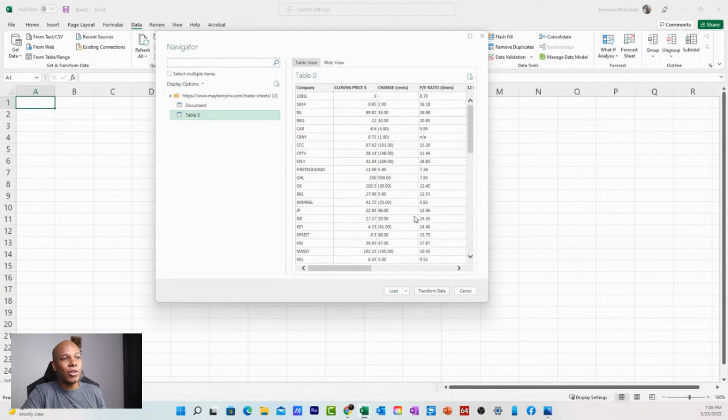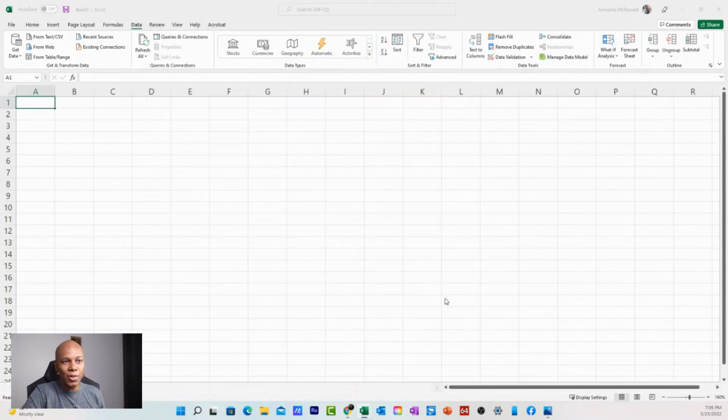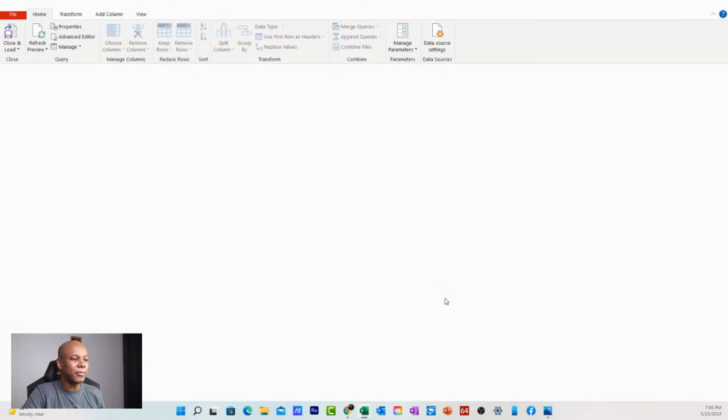Now, usually I would just tell you to just load it, but I'm actually going to make a change because I don't want it to be company because of the work that we're going to be doing later on. So I'm actually going to change this column name. So I'm going to choose transform data. I'm not going to do anything complex, don't worry.